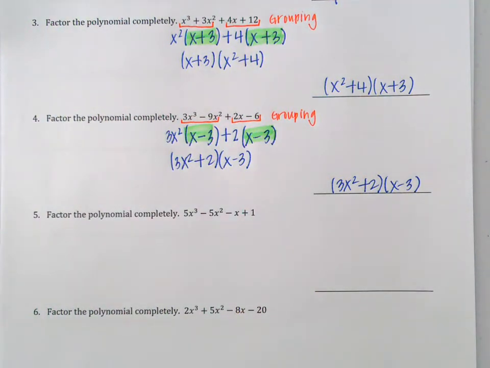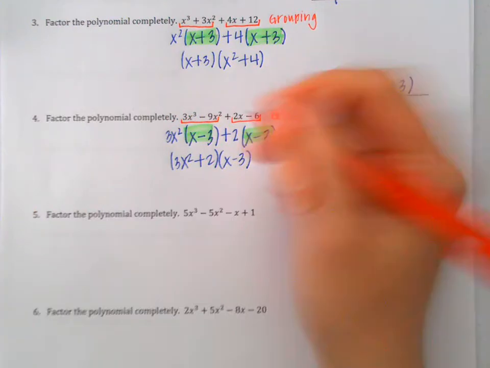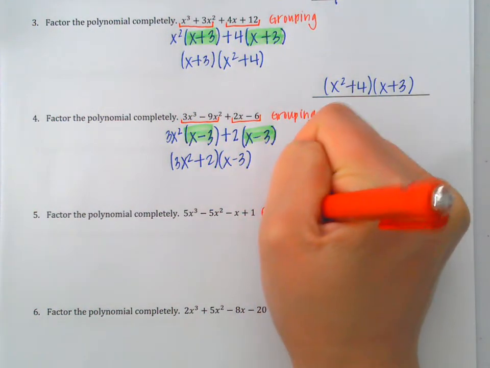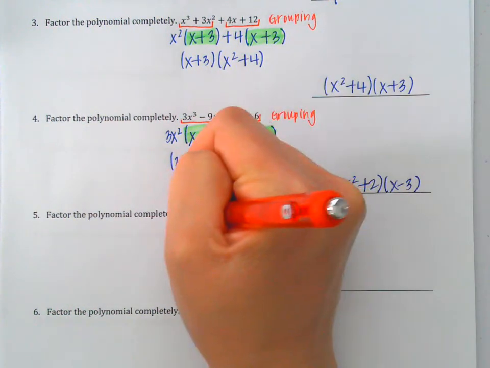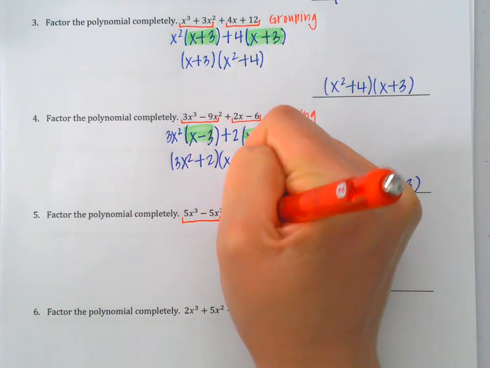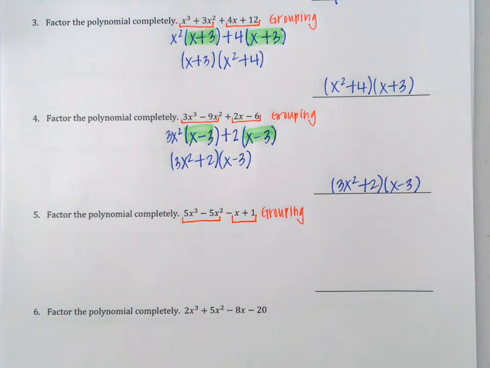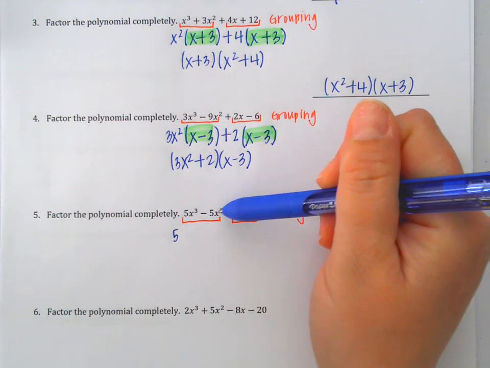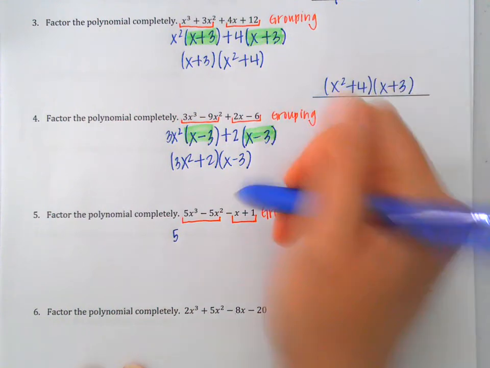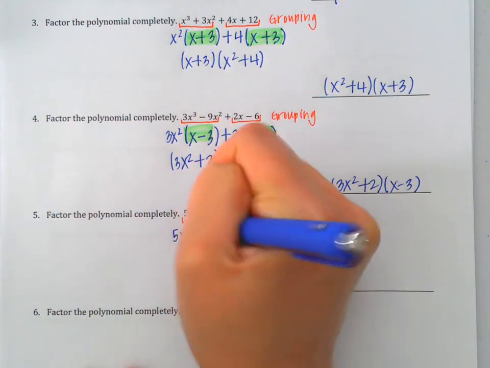Okay, so for number 5, again, we look, is there a GCF? And there isn't. So then we think, okay, there's 4 terms, so we're going to factor by grouping. So factoring by grouping, I have my first 2 terms and my last 2 terms. So 5x cubed minus 5x squared, I think about what's my GCF. First, they both have a 5, so I'm like, great, I'm going to factor out a 5. And then x cubed and x squared, they both have an x, so I'm going to factor out the smaller of the two, x squared.